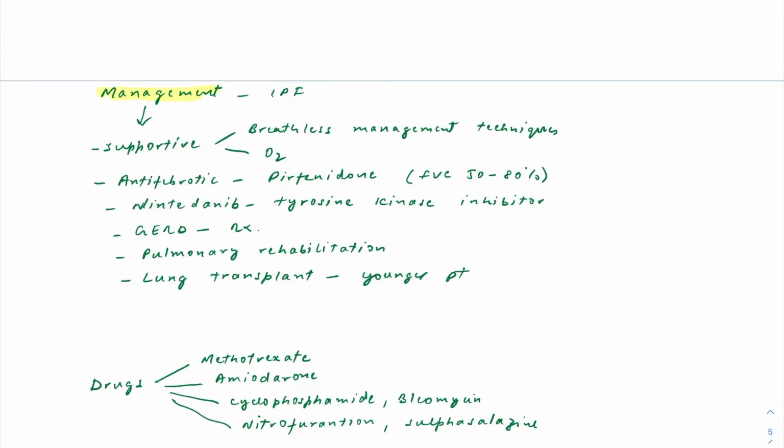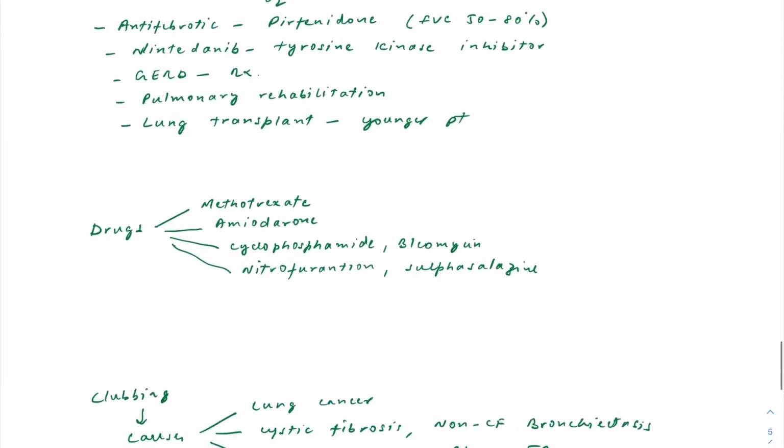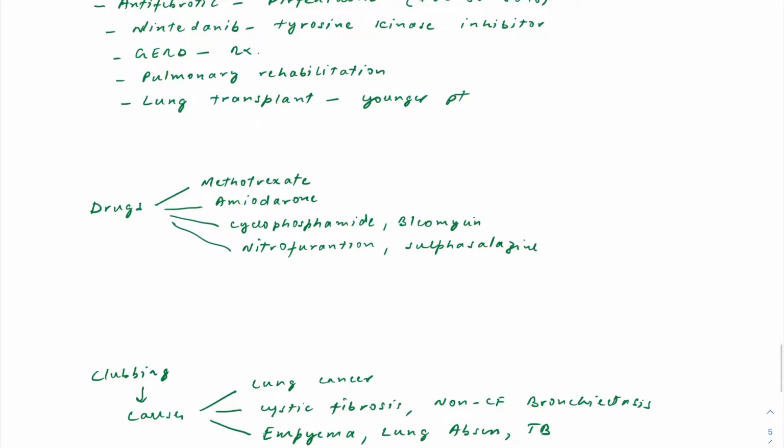and follow the sequence. They may ask you about what are the drugs which normally cause pulmonary fibrosis. So it's worth memorizing a few drugs which can cause pulmonary fibrosis, and include methotrexate, amiodarone, cyclophosphamide and bleomycin, nitrofurantoin, and sulfasalazine. So remember these drugs which can cause pulmonary fibrosis.